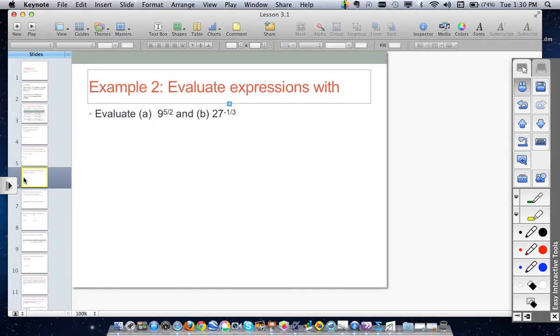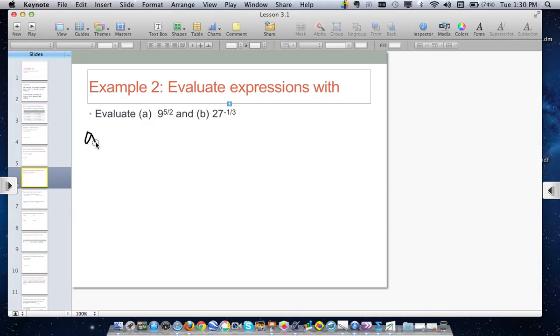All right, for our 6th slide, we're going to evaluate example A, 9 to the 5/2, and example B, 27 to the negative 1/3. So for example A, I rewrite this as the square root of 9 taken to the 5th degree.